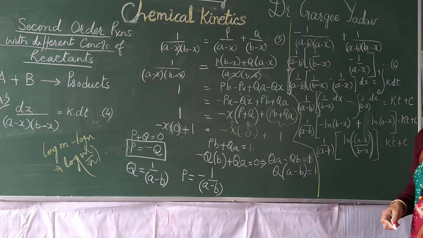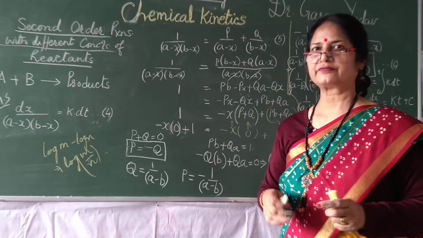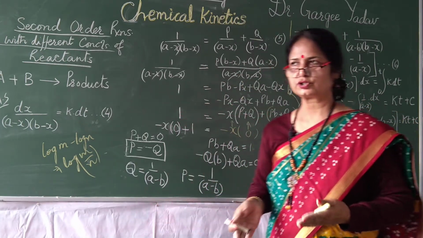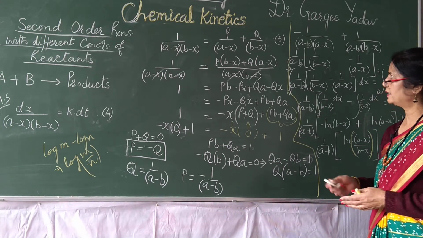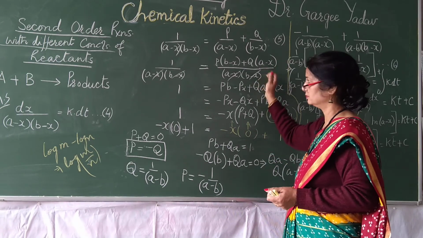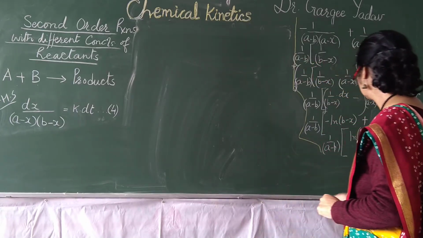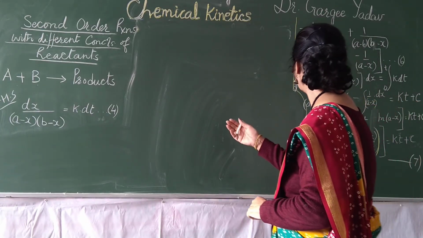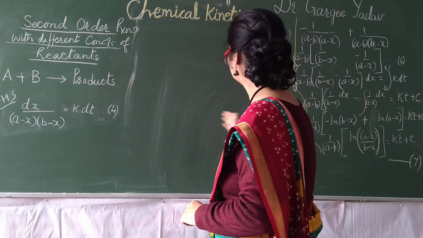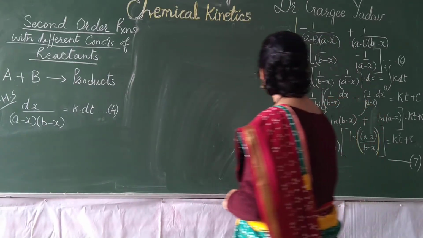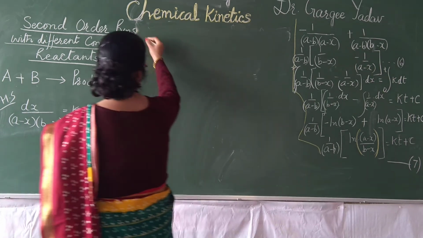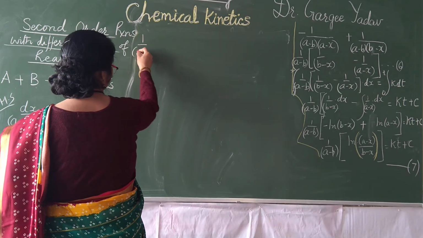Now we will apply the boundary conditions, that when time is 0, then x is equal to 0, and when time is t, then x is equal to x. So for that I need space. Let me rub some parts of it. Now let's come over to this. We will apply the boundary conditions and find the value of c over here. So we are having this 1 upon a minus b.